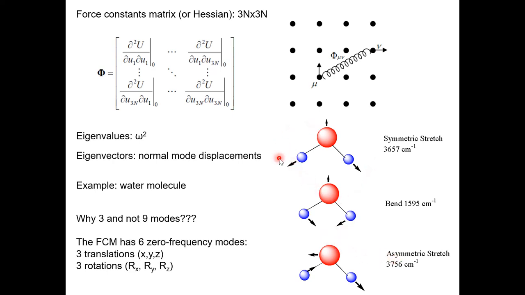I'm saying to you that the water molecule has only three vibrational modes. But then it seems strange, right? Because I told you that this matrix is 3N by 3N, where N is the number of atoms. In the water molecule, I have three atoms, so this should be a 9 by 9 matrix, right? And I should have, instead of three, 9 eigenvalues and eigenfunctions. So why 3 and not 9 modes? The reason is that we have to take into account and subtract the translations and rotations of the molecule. The translations and rotations are solutions of the diagonalization process, but they cost zero energy, so they have zero frequency.